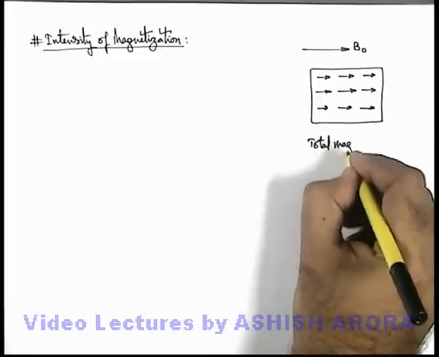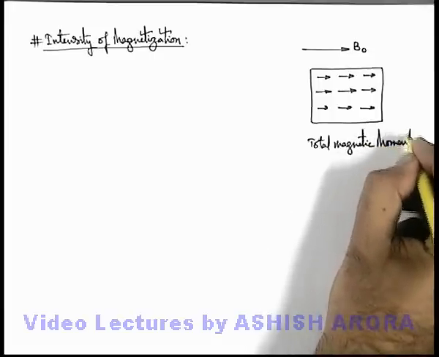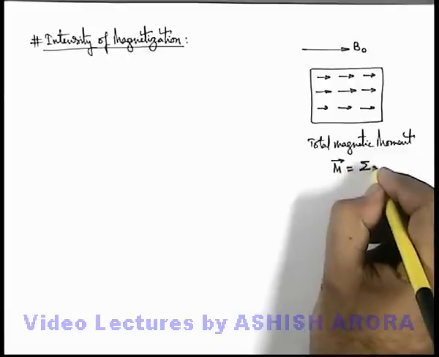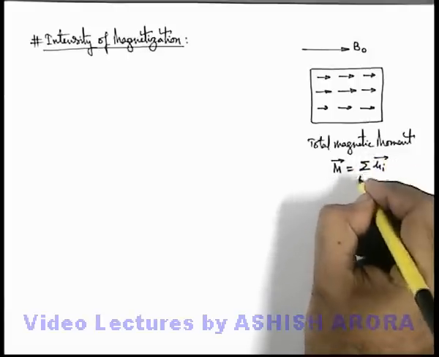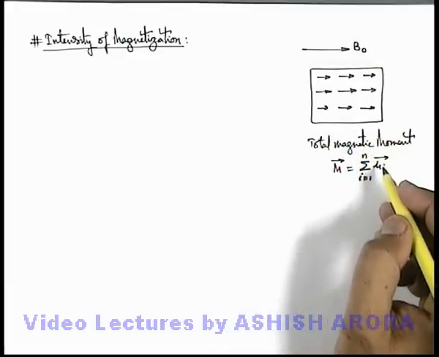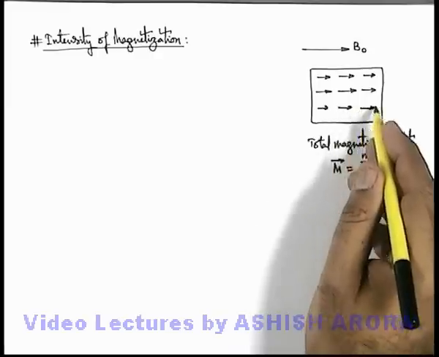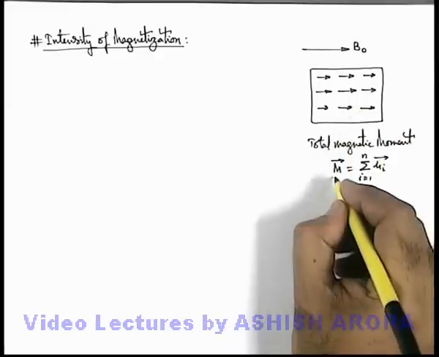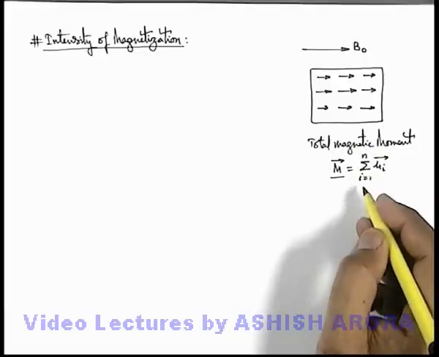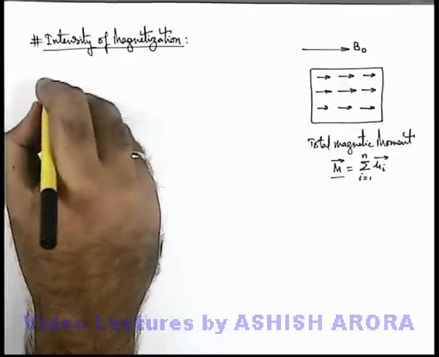Now in this situation we can say the total magnetic moment of this material will be m vector, which can be written as the summation of mu I vector, I equals 1 to n, if there are n dipoles in the material, and mu I is the dipole moment of the individual dipole. So here m vector is the total magnetic moment of the whole material.